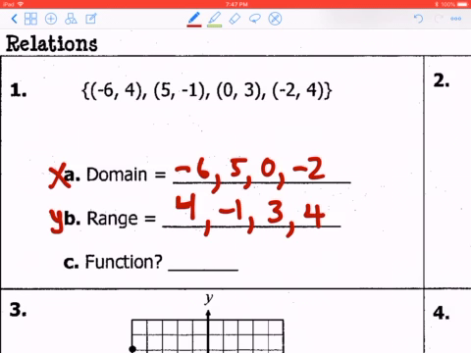And then if it's a function, I'm going to look only at my x values and ensure that they do not repeat, which they do not. So yes, it is a function.